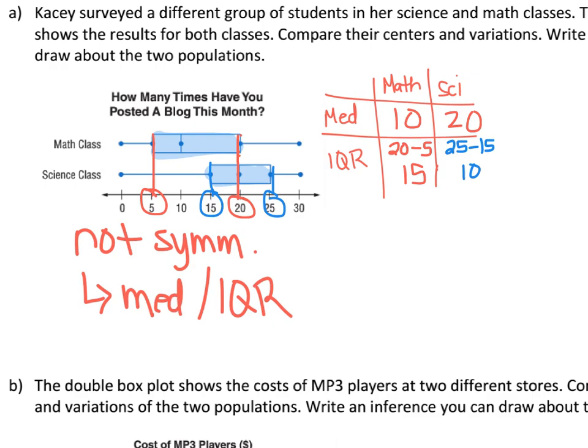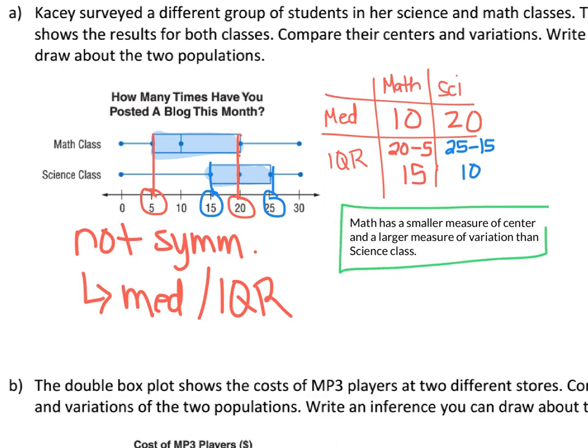So if we compare them, we can say that math has a smaller measure of center and a larger measure of variation than science class. That right there is our comparison piece. Okay, that's only part of our answer. So let me go ahead and box this. That's part of our answer.